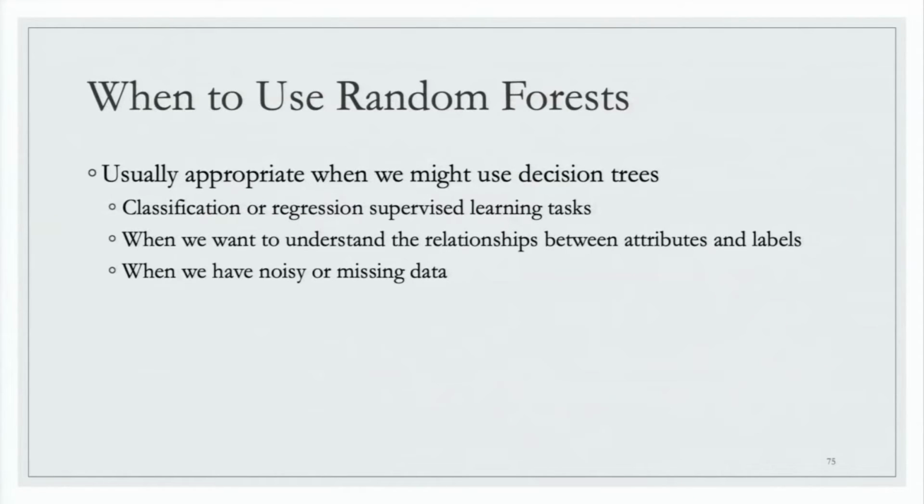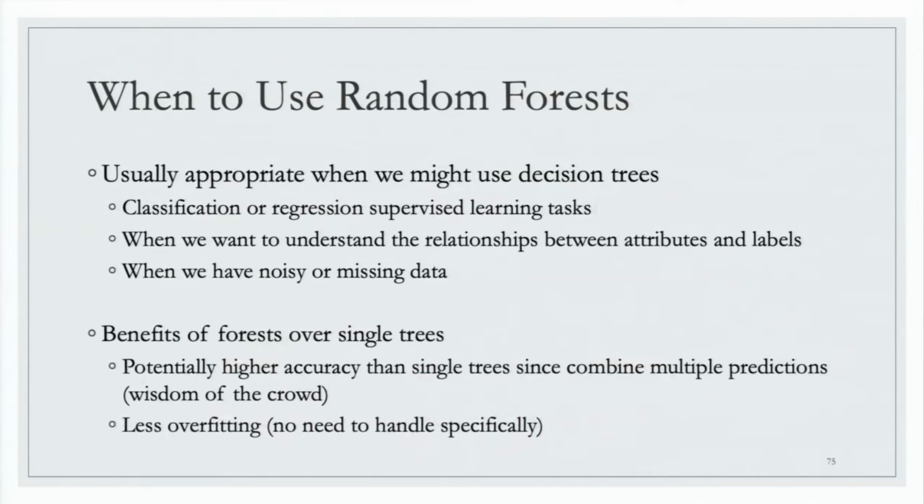When do we want to use random forests? We can use it for both classification and regression. It's one of the popular topics right now, other than deep learning. Again, we're still able to pull out the relationships between attributes and labels, which is good. We can inspect the trees and figure out how the attributes lead to different predictions, or how they're related to different predictions. And they're still good with noisy and missing data like trees were.